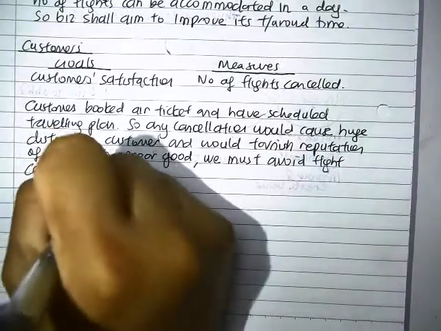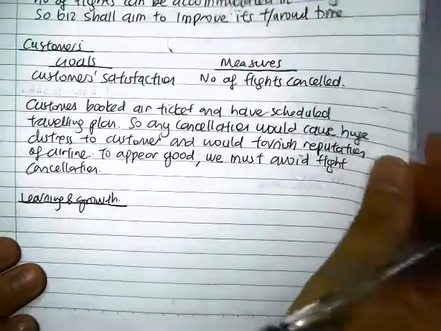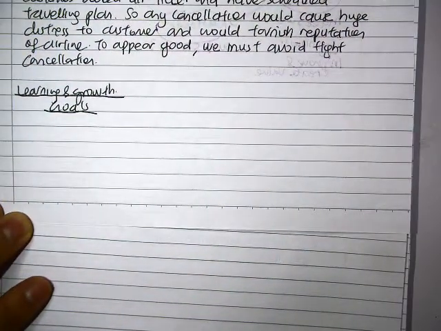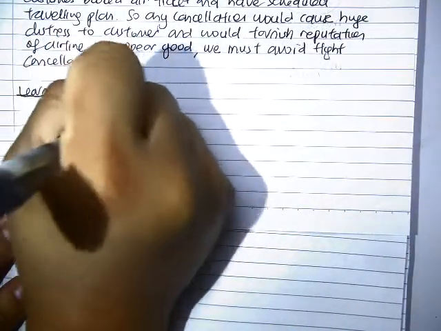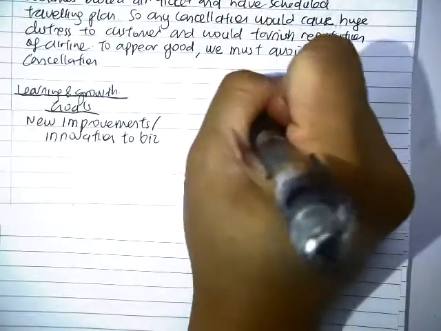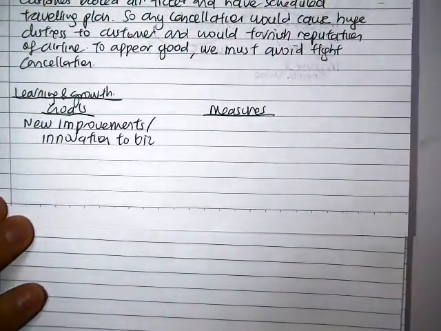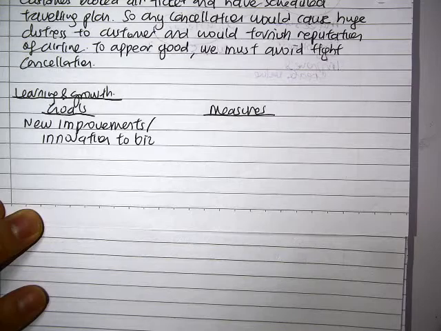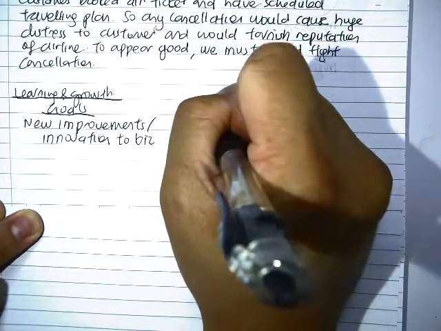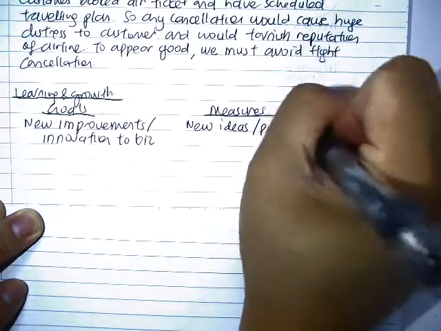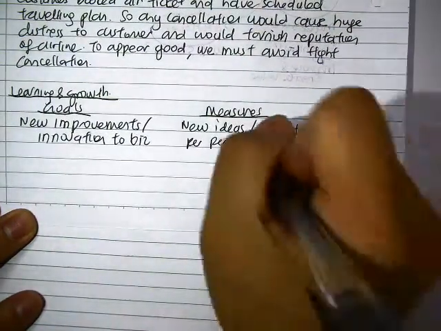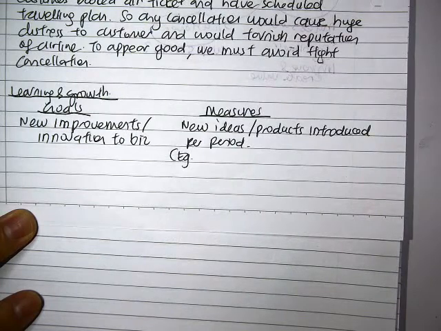Now the last thing here is learning and growth. Now, your goals could include, for example, new improvements or innovation to the business. Now maybe the measures could be, for instance, any form of new ideas or products introduced per period. Now an example, maybe AirAsia, how they innovate.